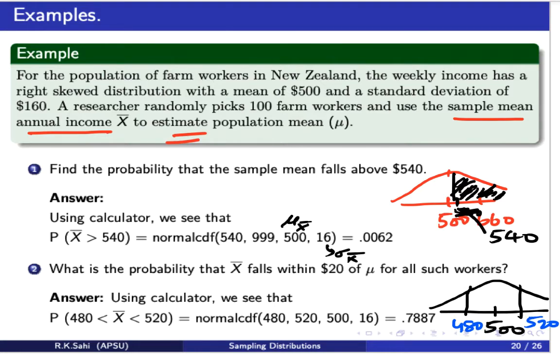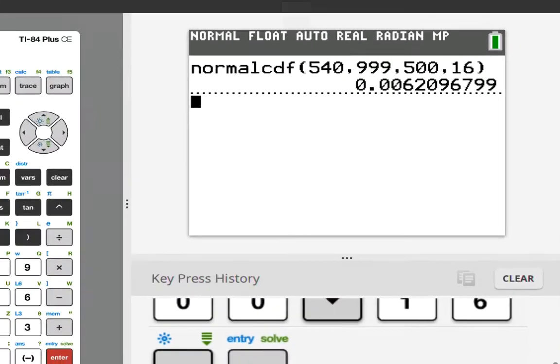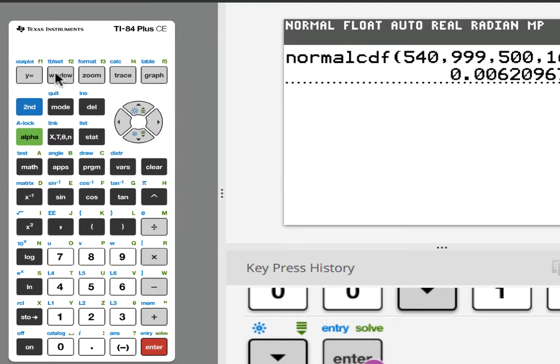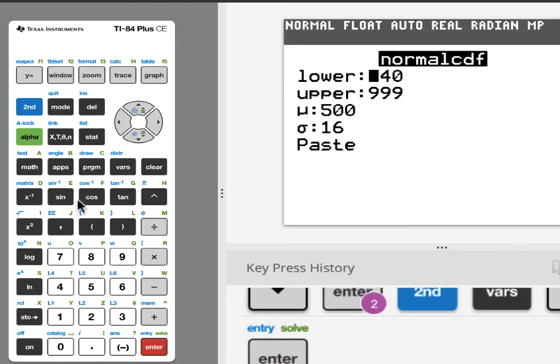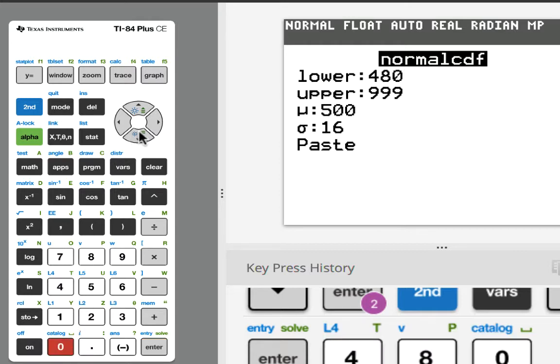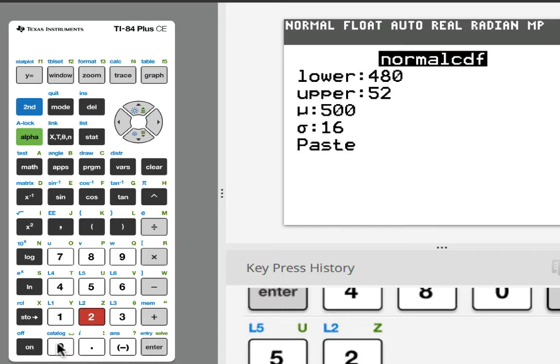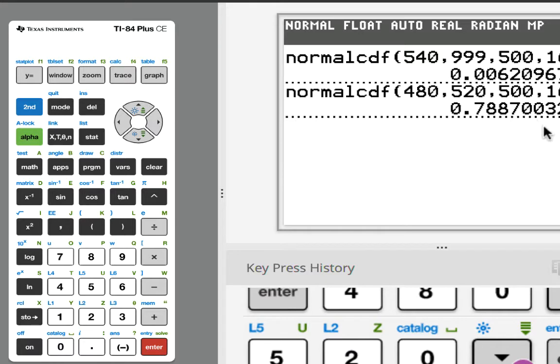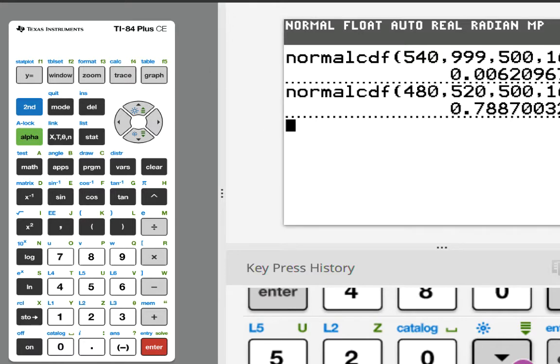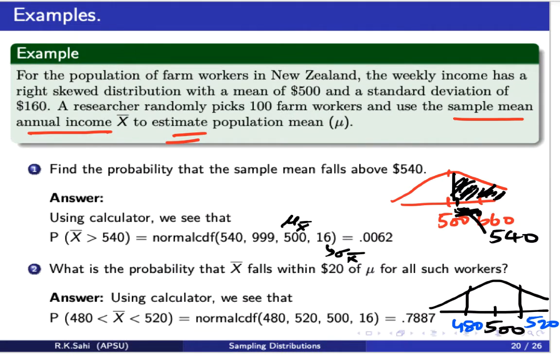So let's go ahead and quickly do the math here in our calculators again. Go to second and VARS. Take the cursor to normal CDF. Then the lower is now 480. Upper is 520. The mean and the standard deviation are the same. Take the cursor to paste and then press enter. And you get the answer to be 0.7887. Okay. Now, let's look at another example.